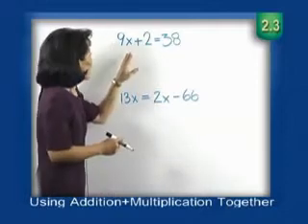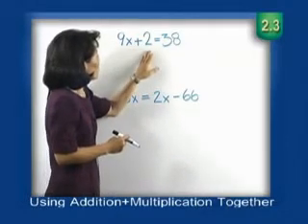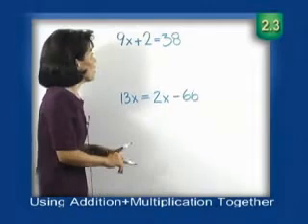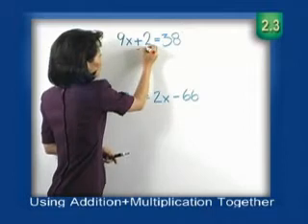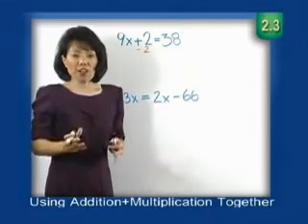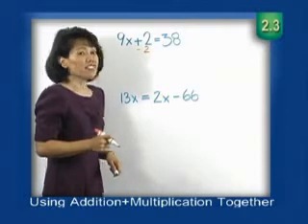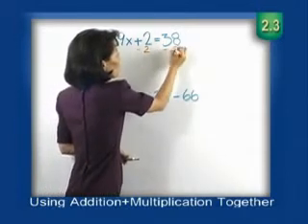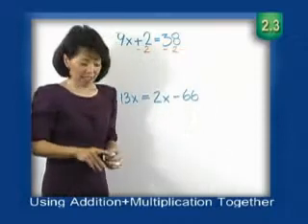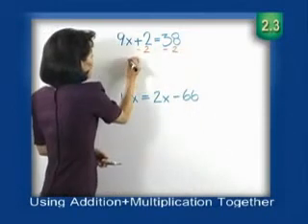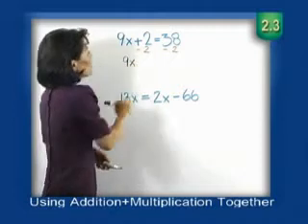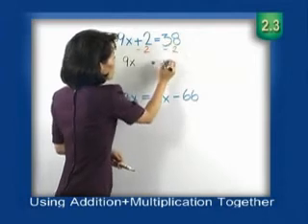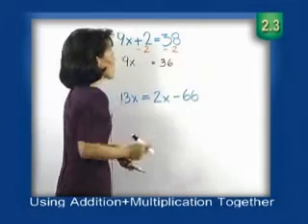Now we see that right here, in 9x plus 2, we have a 2 that we'd like to get rid of. Since we're adding 2 there, one way to get rid of a plus 2 is to subtract 2. But we know by this time that whatever we do to one side of the equation, we're going to do to the other. So we subtract 2 from the left-hand side, and we subtract 2 from the right-hand side. Now we're going to bring down the 9x. We have plus 2 minus 2, which is 0, equals 38 minus 2 gives us 36.